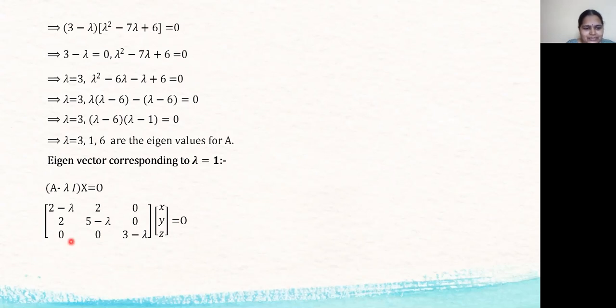A minus lambda I is this matrix, into x, which is a column vector containing 3 unknowns, because A is a 3 by 3 matrix. The unknowns we can write as x, y, z, or otherwise as x1, x2, x3. So now we take lambda equal to 1 and substitute in this matrix. Then we get 1, 2, 0; 2, 4, 0; 0, 0, 2 into x, y, z equal to 0.